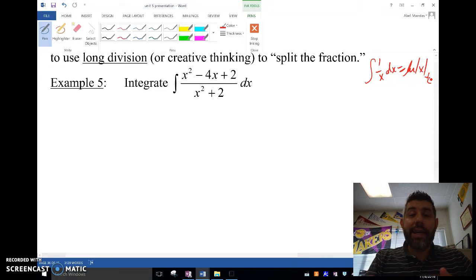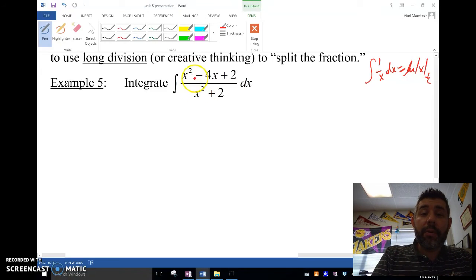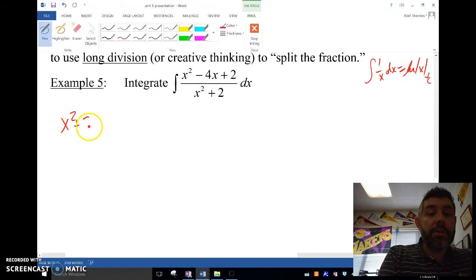So first things first, I can't quite do this. If I take the derivative of x squared, that's going to be 2x. It's not up on top, so I can't do a reverse chain rule. You look at this and there's really not much we can do. But they are the same power, so let's go and use long division. So we're going to do x squared plus 2 going into x squared minus 4x plus 2.